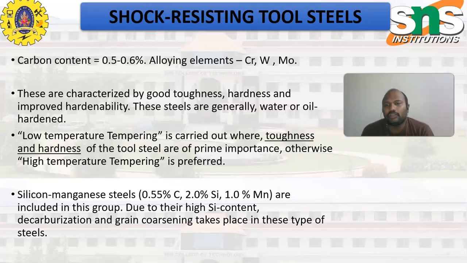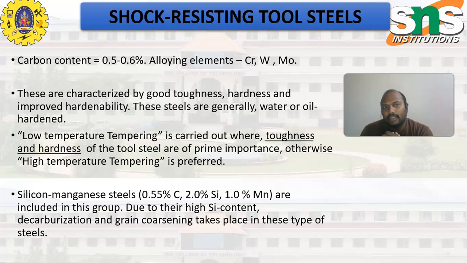As I already said, if you increase an alloy in the chemical composition of a steel, you can see hardness increases. Similarly, if you are increasing carbon content, here the carbon content is from 0.5 to 0.6 percent, so the carbon gets increased and the hardness gets increased. The alloying elements used are chromium, tungsten, and molybdenum, which improve the hardness and toughness. And you can see the hardenability increases.